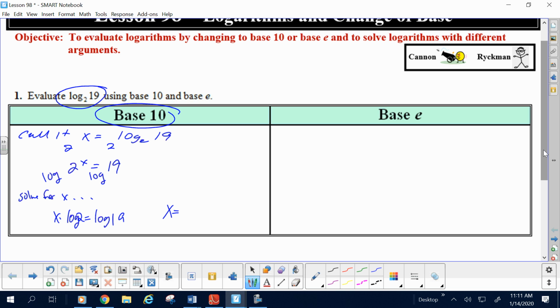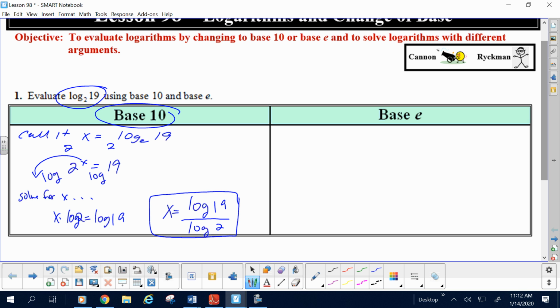I put x in front. Log 19 divided by log 2. I just changed the base. I changed the base from log 2 to log 10. Are you with me? Yes.